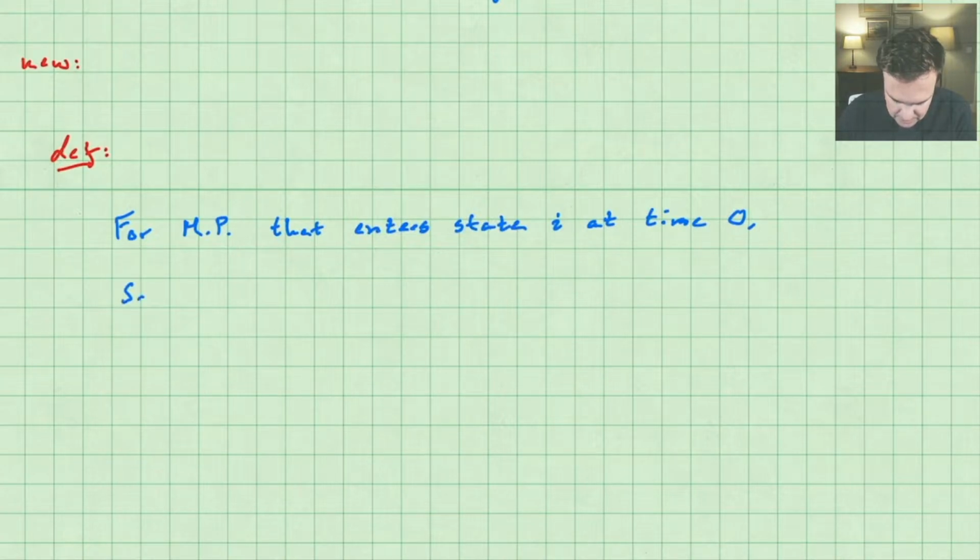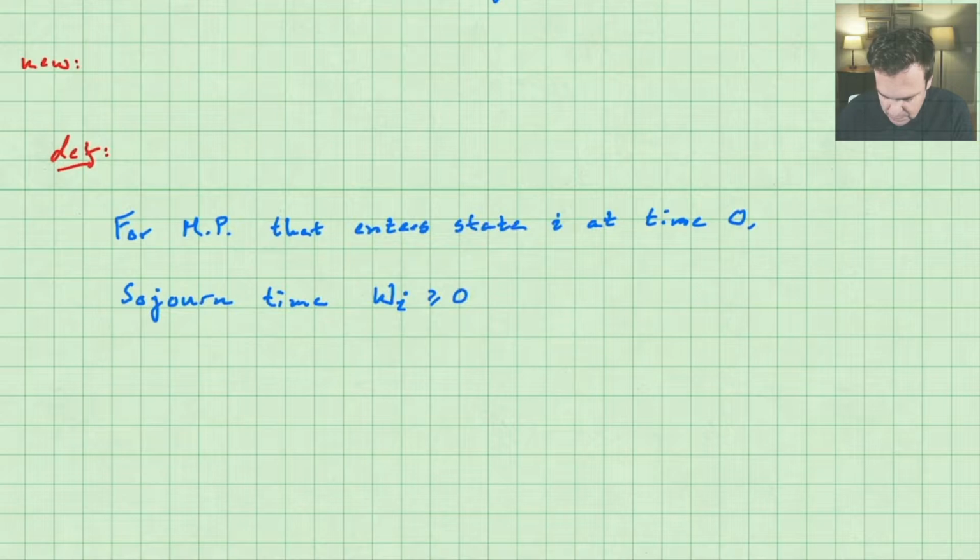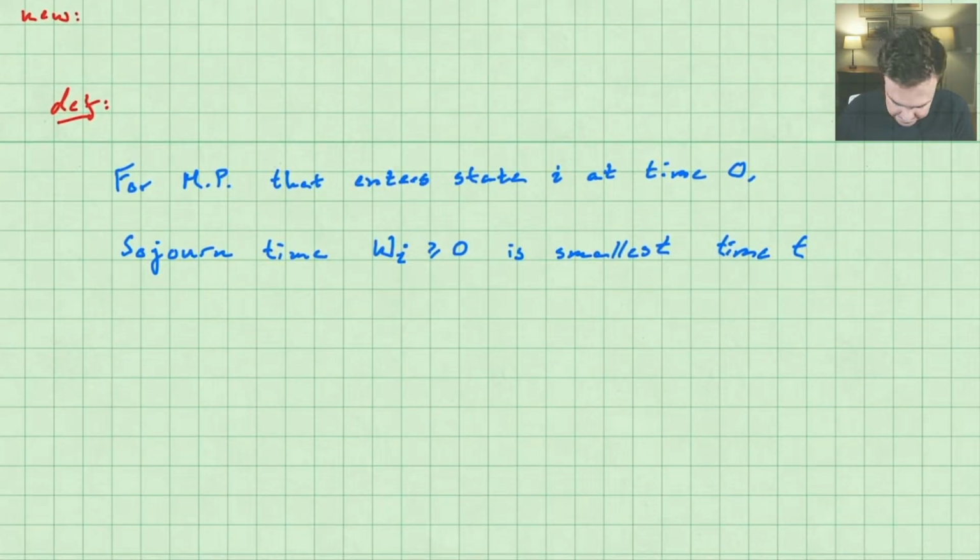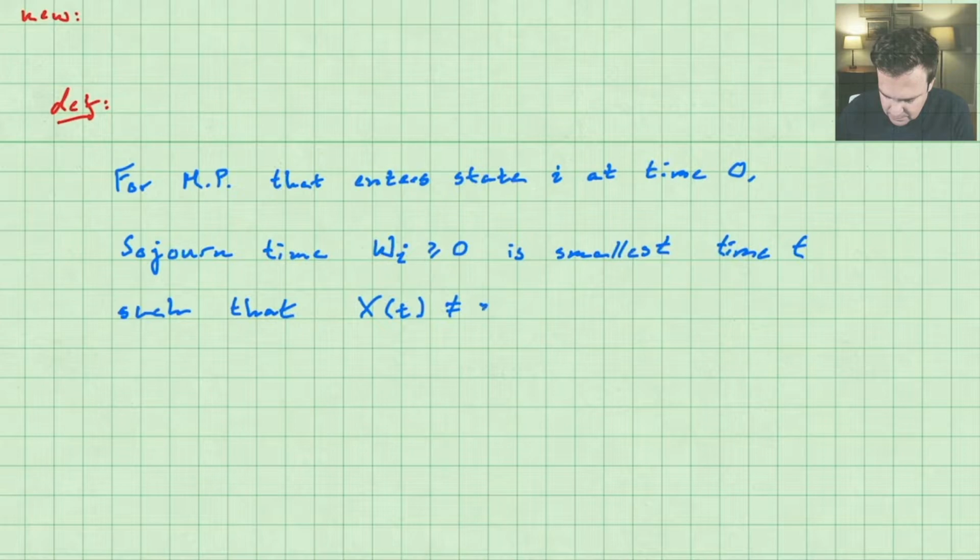So the sojourn time gets the symbol W sub i, and it's always greater than or equal to 0, of course. It is the smallest time t such that x of t is not equal to i. So it's the first time at which you get out of that state. And we call that the sojourn time, so that's our definition here.